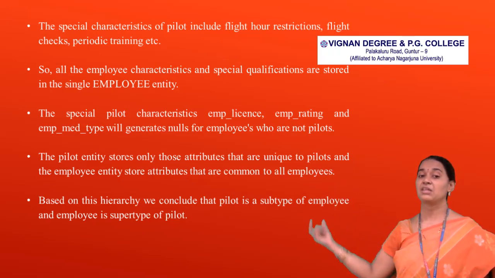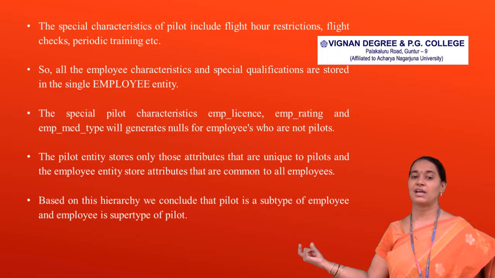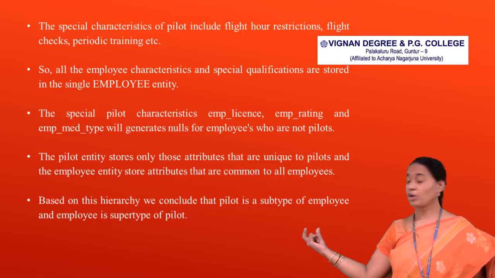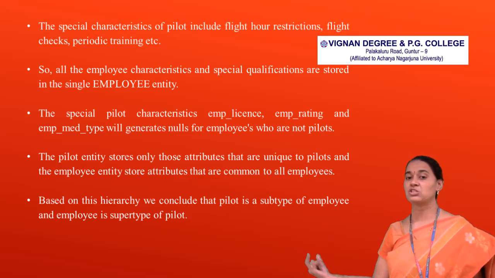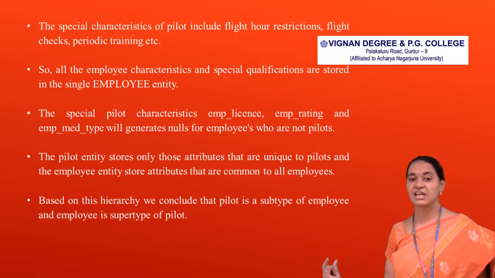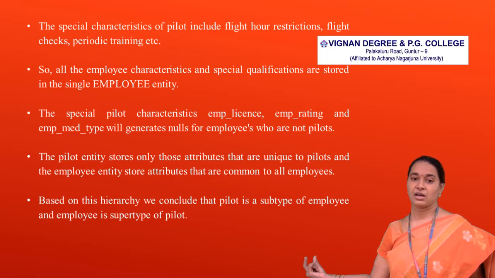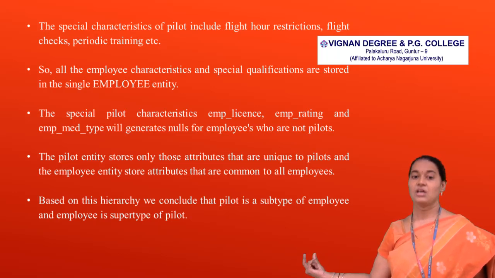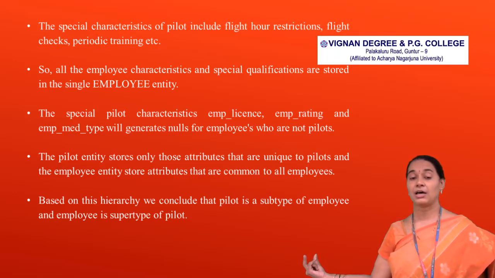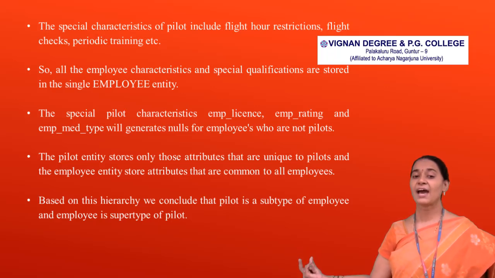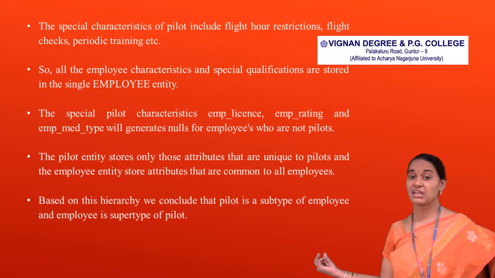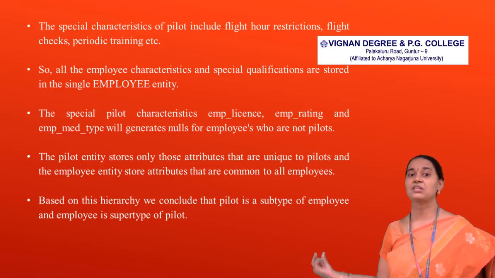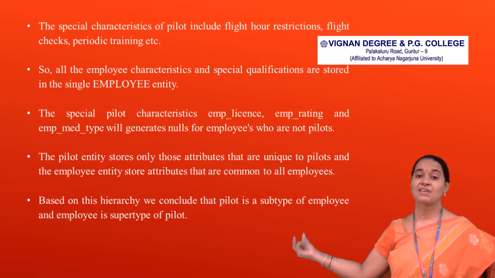Such common characteristics are stored in one single entity, which is called the employee entity. Followed by that are some specialized pilot characteristics, which include employee license, rating, type of training, etc. These are the special characteristics of the pilots, which are stored separately. If they were placed in the employee table, as these employee license and employee rating attributes are not characteristics of the other employees, they would be left null.